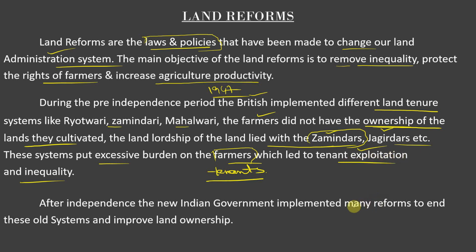After India got independence, the new government implemented many reforms to end these old systems and improve land ownership. The new Indian government abolished all the land tenure systems and made new rules and laws for land administration, ending the old systems to improve land ownership. So let us understand the pre-independence period.